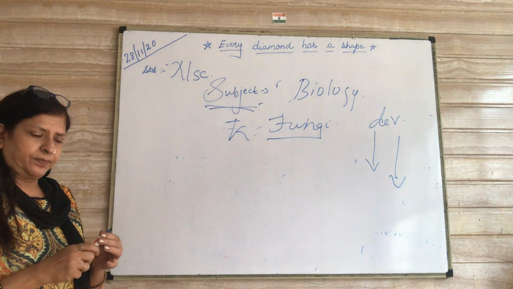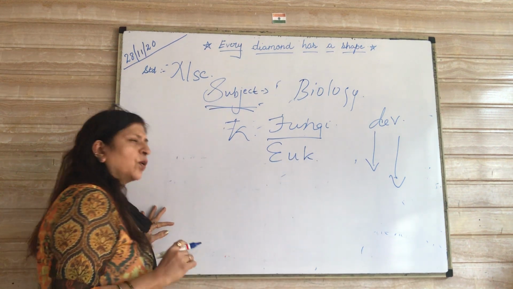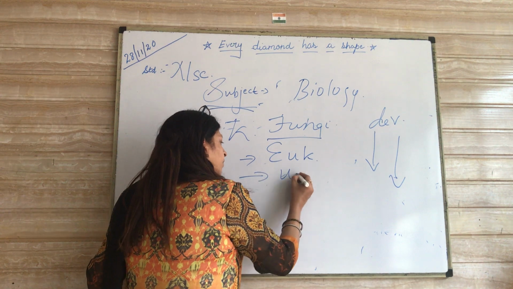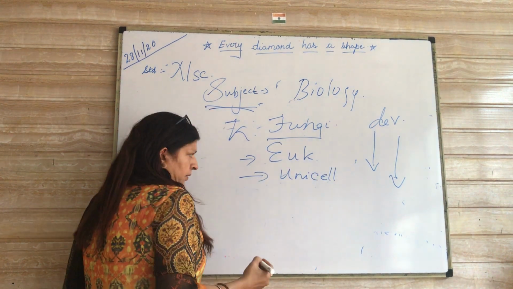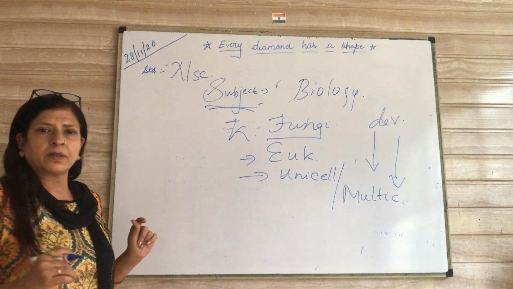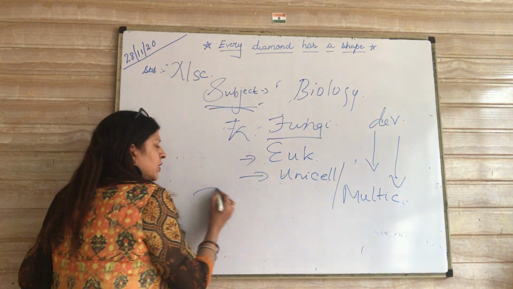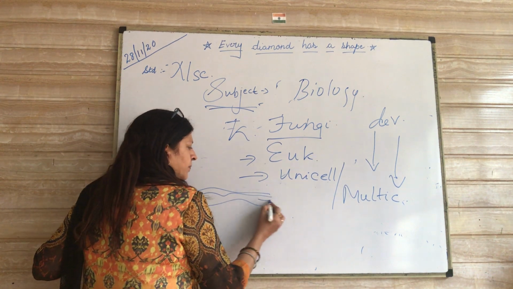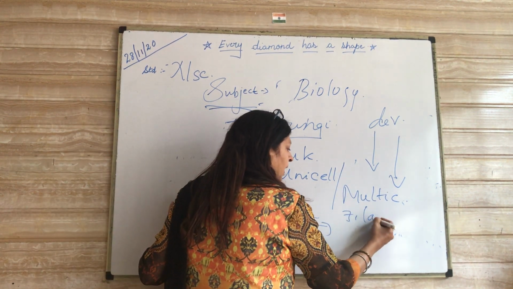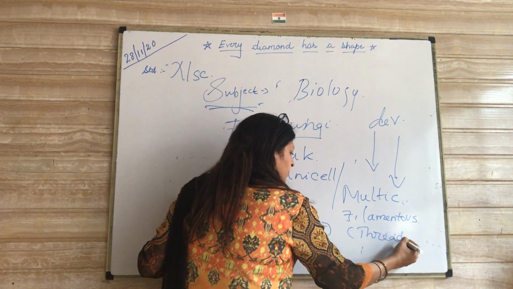Fungi, kingdom fungi, they are very much eukaryotes or eukaryotic. A few species are unicellular, but the majority of them are multicellular. They have a body which is filamentous. If I use the word filament, it means thread-like.